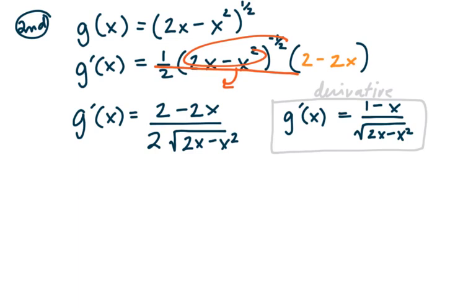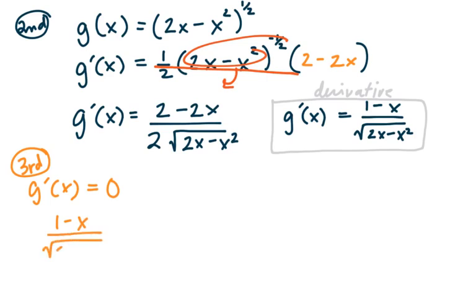So setting this equal to 0, this is my third step, g prime of x equal to 0, I have (1 minus x) over the square root of (2x minus x squared) equal to 0. And if I treated it like a proportion and cross-multiplied, that denominator would go away, and I'd end up with just 1 minus x equals 0. And solving that, we're going to get x equals 1. So that is a critical number.